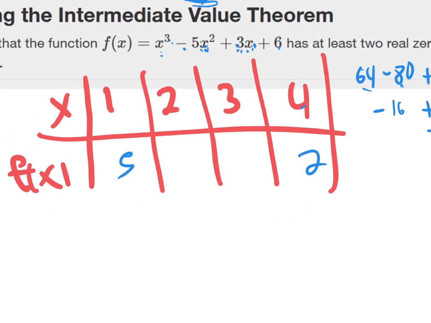So those are my endpoints. So all I know, I'm looking at 2 endpoints. At 1, I go up to 5. And at 4, I go up to 2. So right now, that doesn't prove anything. Those 2 endpoints, they're both positive. So let's check what happened to 2.